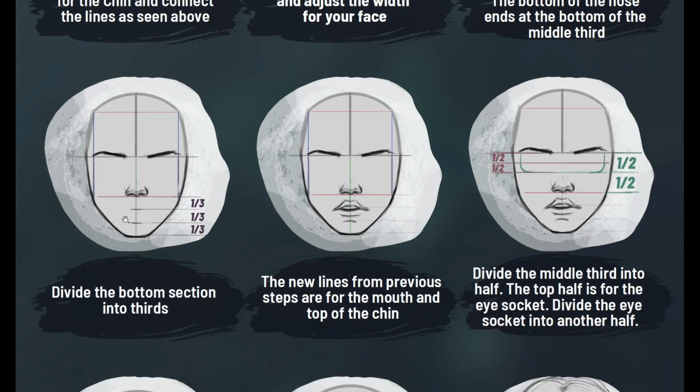And then the bottom third, you can divide that one also into thirds. The first line that you drew is where the mouth goes, and the second line is where the top of the chin is. And then the top part we divide into half. The top half is where the eye socket is. And then we can divide that also in another half.